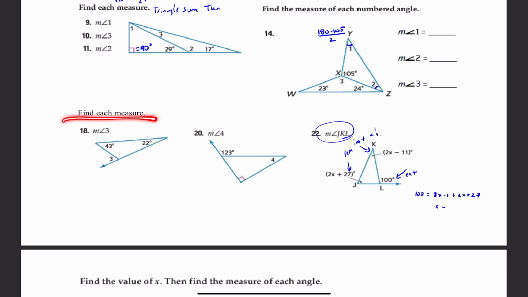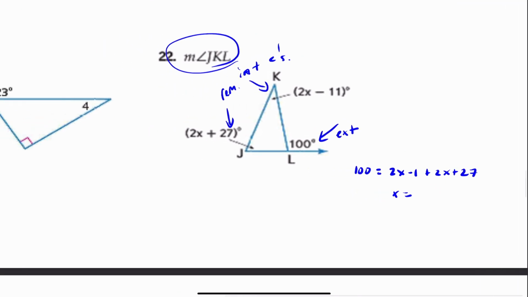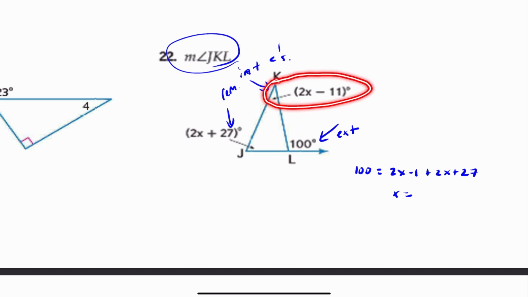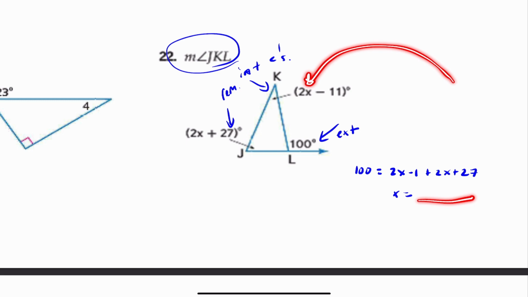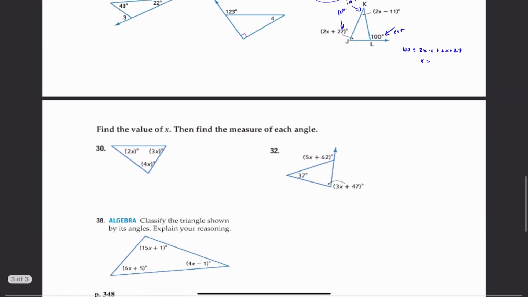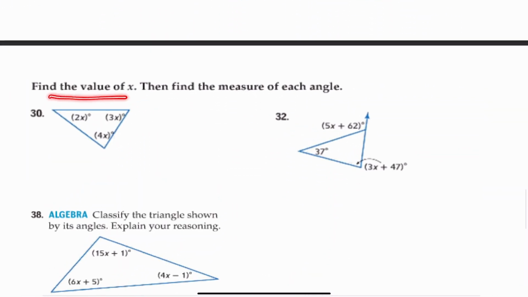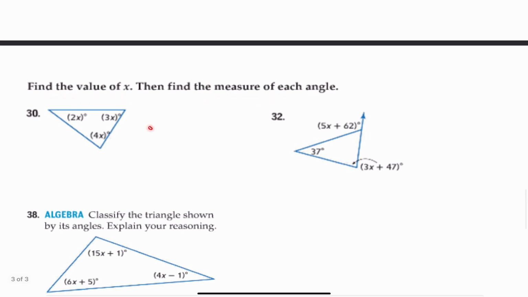It says find each measure. That means here is JKL, so it's implying that we're looking at this angle. Once you solve for x, make sure that you plug it in, and you'll get the answer. And then find the value of x, then find the measure of each angle. You need to use the triangle sum theorem. You need to add all these angles up equal to 180 and then plug them in. Once you find x, you need to make sure that you plug them in.